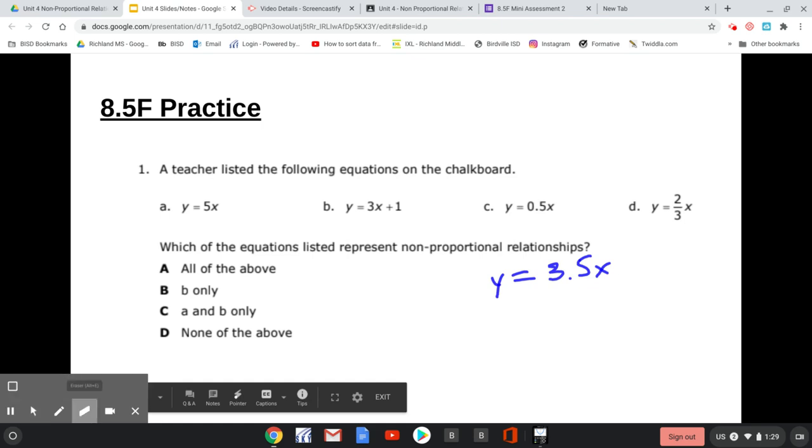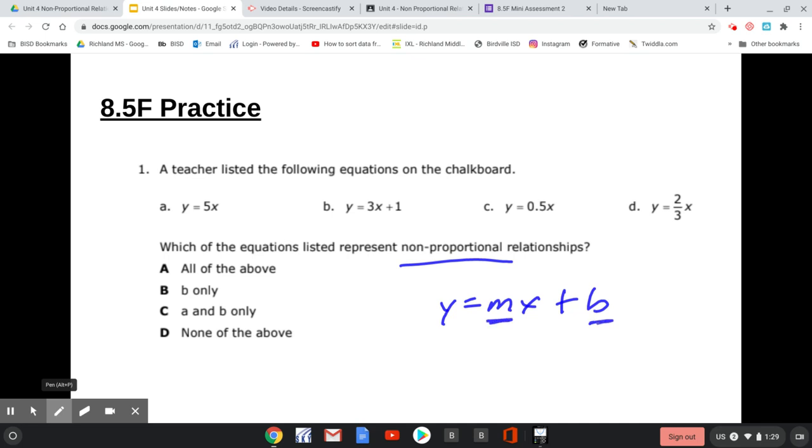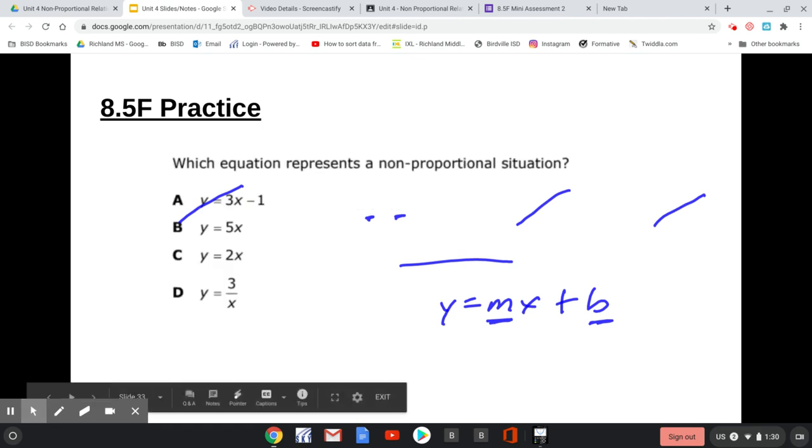Let's see what this one does. A teacher listed the following equations on the board. Which of the equations listed represent non-proportional relationships? Well, if it's non-proportional, like we said, it will have a y-intercept. It will have a plus or minus b. It'll have the slope and y-intercept, therefore two numbers. That one just has the slope, just the slope, just the slope. This one has a slope and a y-intercept, so therefore it is the only one that is non-proportional. Let's look at another one.